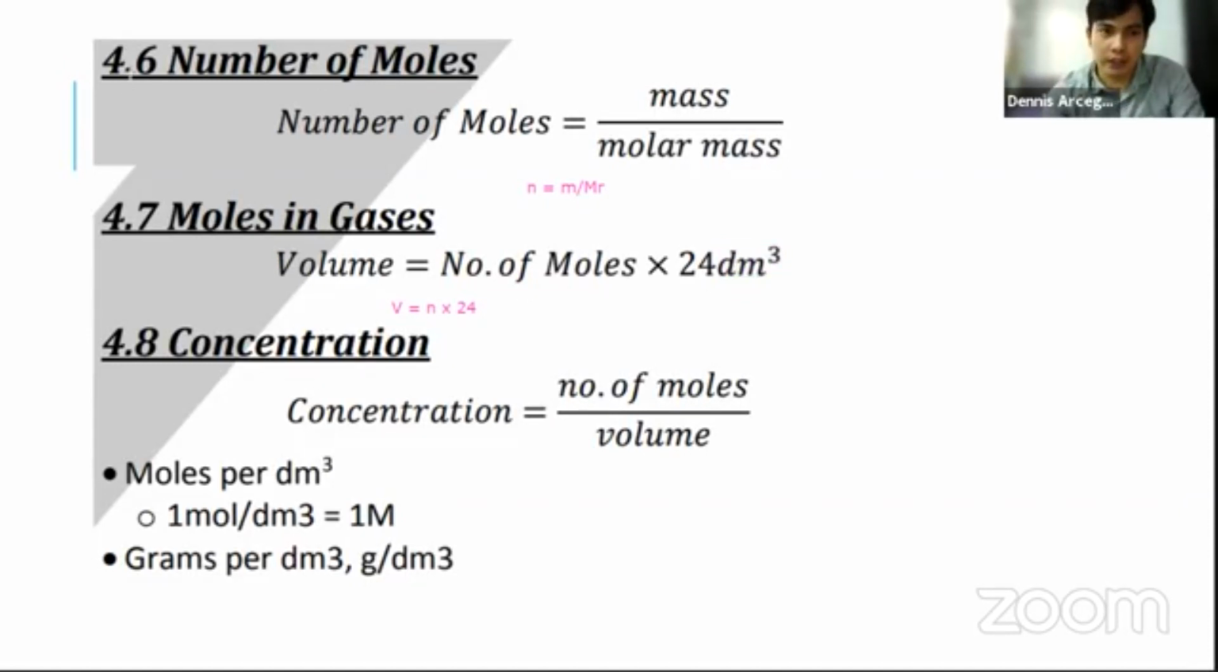Then the concentration equals number of moles over volume. So that is C is equal to N divided by V. Same thing, it should always be in dm cubed. Even if it's gas, even if it's concentration, they will require you to convert that into dm cubed. Okay, so let's proceed.